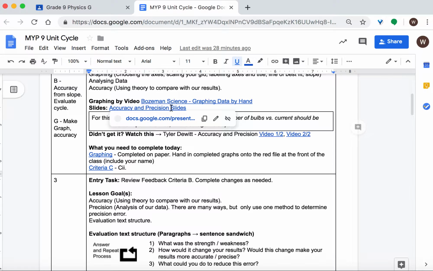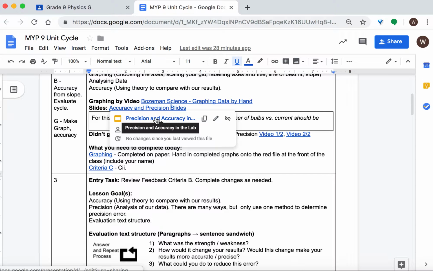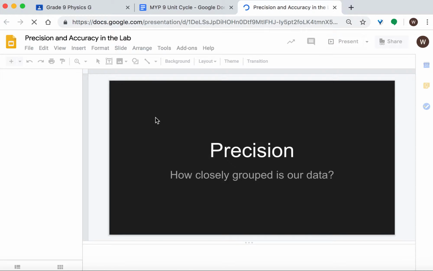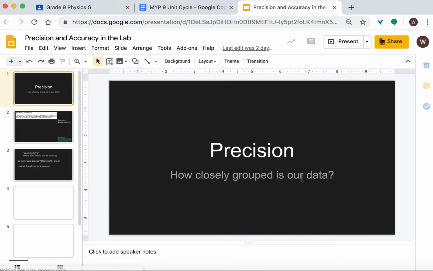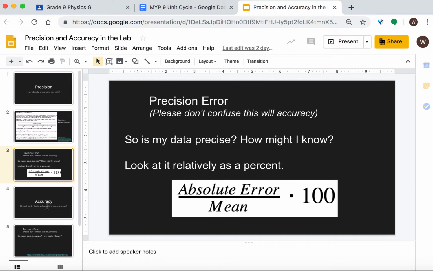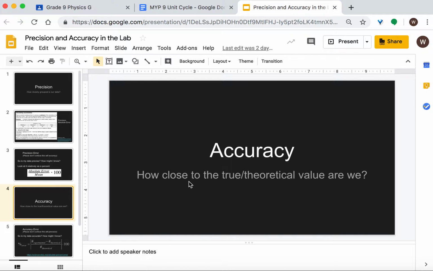Next up, you're going to go into the accuracy and precision slides. We've already done a lot of the precision ones. Actually, we've done all the precision ones. Precision, remind yourself, is how closely our data is grouped. If I go over to number 4, that's accuracy, and it says how close the true value is to where we are. So the true value for us in this example is negative 0.08.